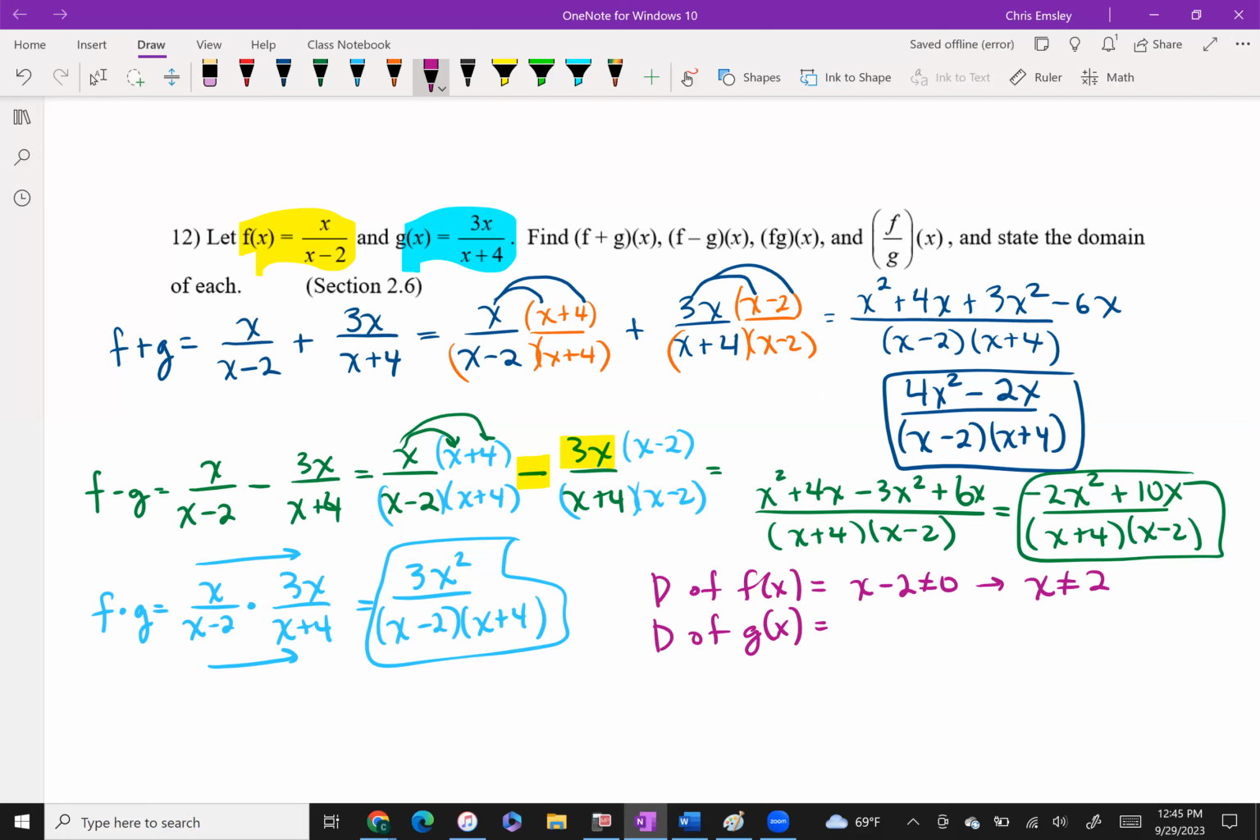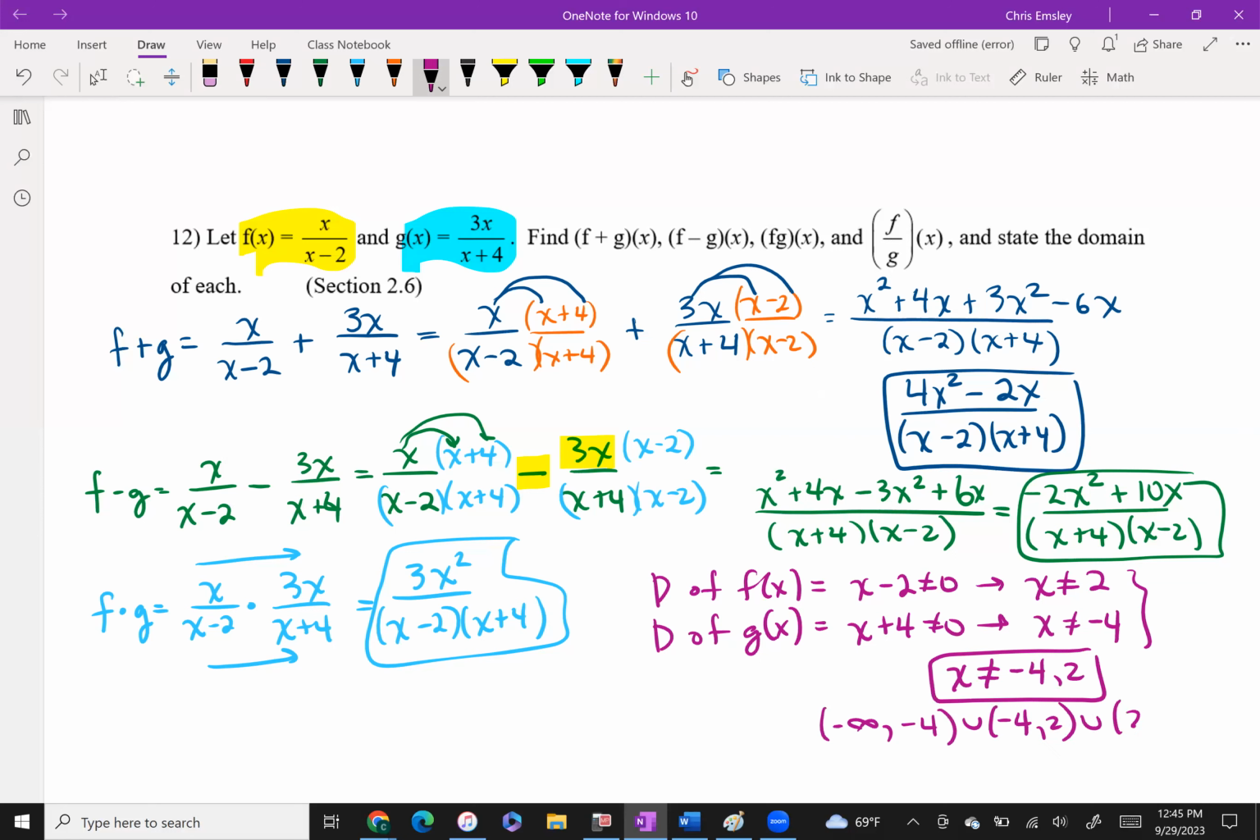Then we need to look at the domain of g of x. And we need to make sure, again, that the bottom is not 0. So x cannot be negative 4. So when we put these together, the domain of the sum, the difference, and the product is the combination of these two. We can write it simply as x is not negative 4 or 2, because it doesn't state we have to write it in interval notation. Or if we wanted to, interval notation would be negative infinity to negative 4, negative 4 to 2, and 2 to infinity. That's how we would exclude just those two x values.